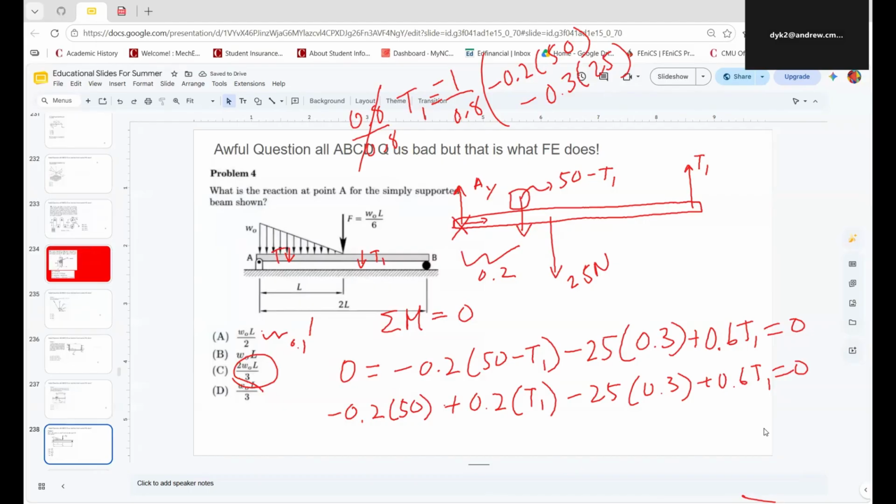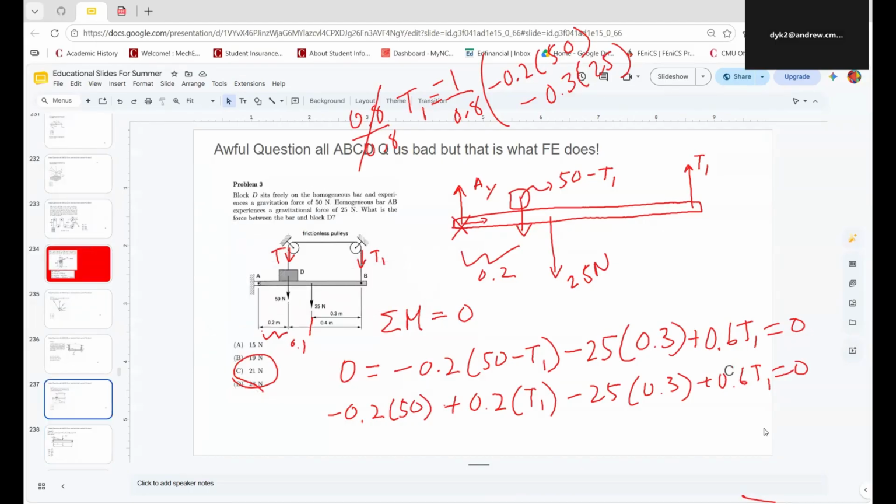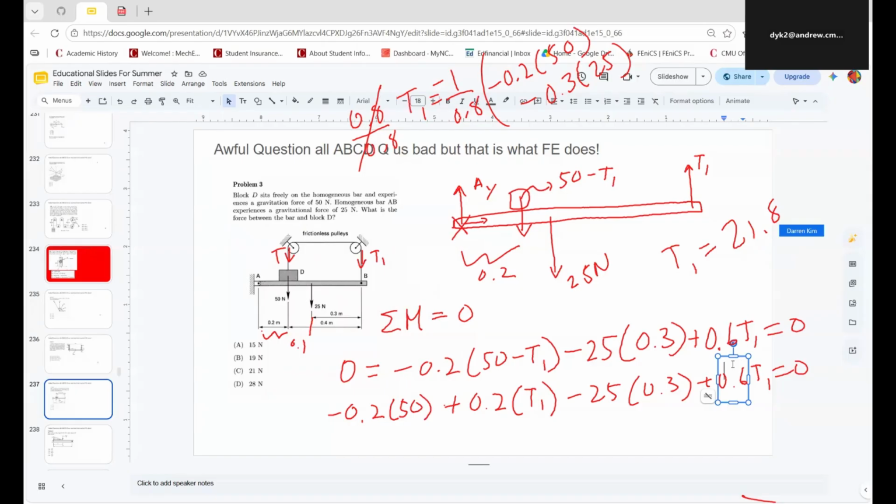Okay, we're moving on now. Wait, C? Okay, let me double check, because according to this, it's rounded up over there. So I think. Oh wait, sorry, I just realized that's a trick. That's not right. So T1 equals 21.875, but it's 50 minus T1. So it's 50 minus that answer. So it's 28, so it's D. Okay.